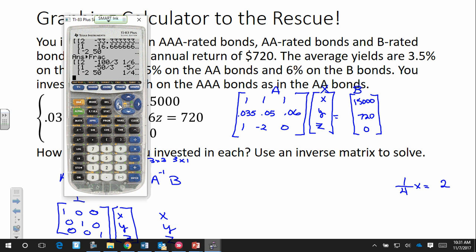So questions on this one? All right, the idea is make a matrix equation, which we've been doing for a little bit now. Find the inverse of A, and take that times our answer matrix. And away you go. All right, assignment.